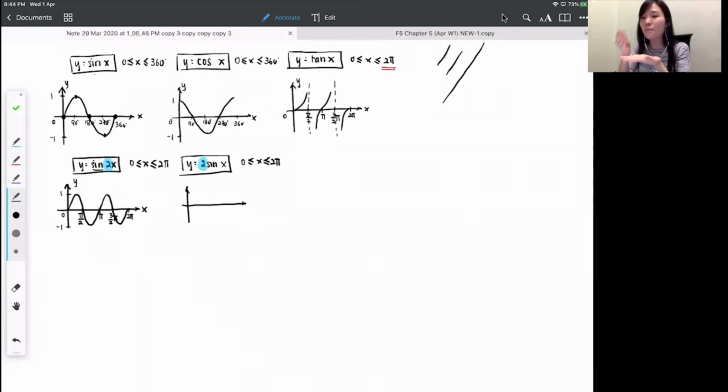Just now the number next to x represented how many you're going to draw, correct? This time round, you still draw a sine graph. But will you draw two sine graphs? No, because now it's sine 1x. Can you see there's nothing in front of the x? Then it's 1. Sine 1x means only draw one sine graph. Can you see that?